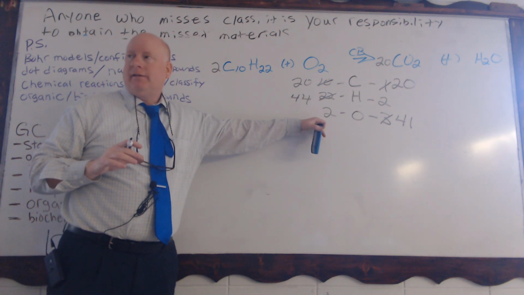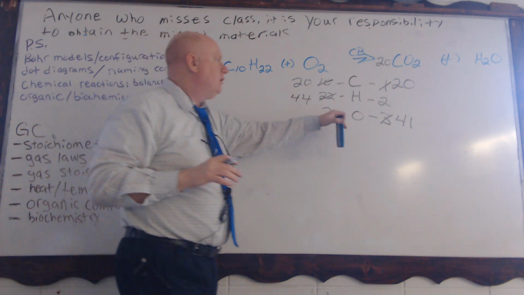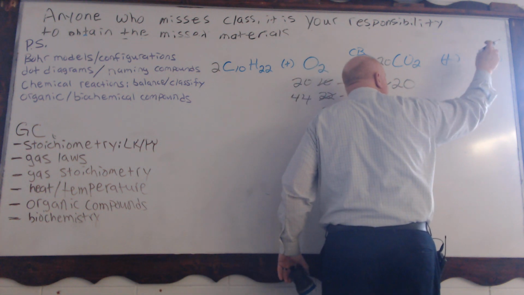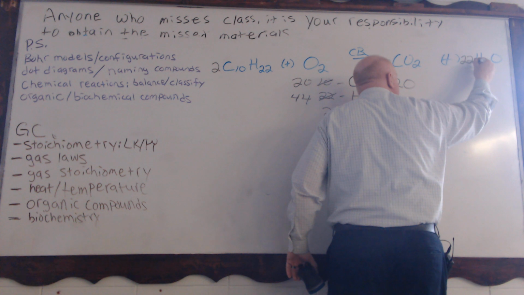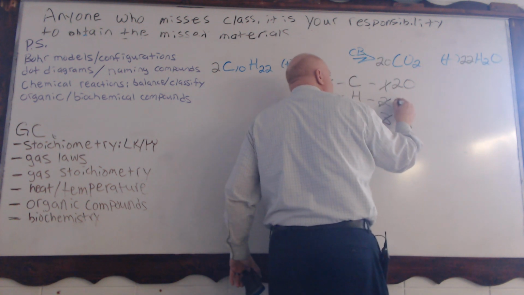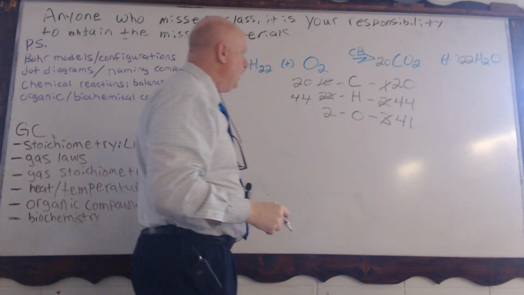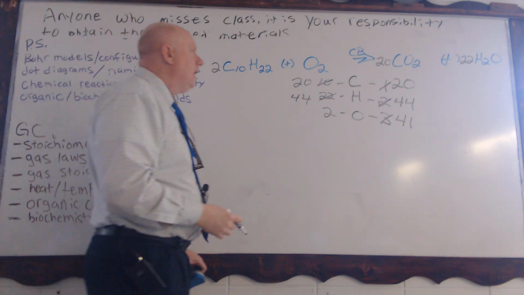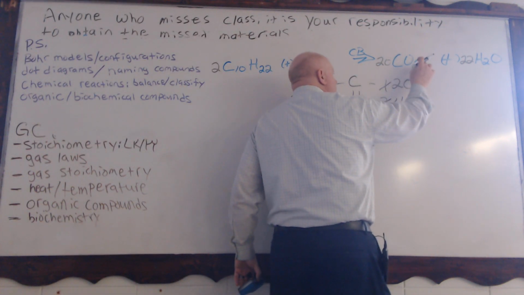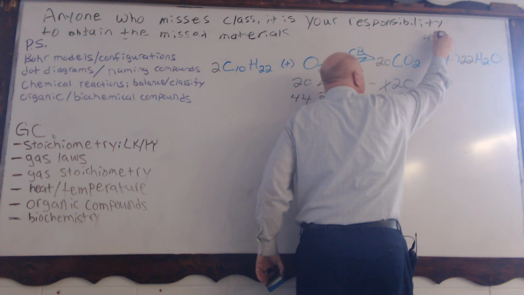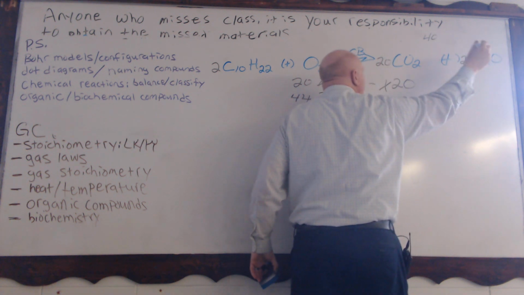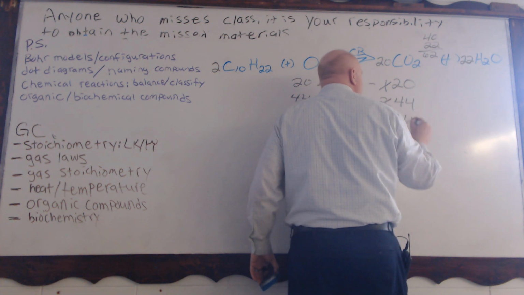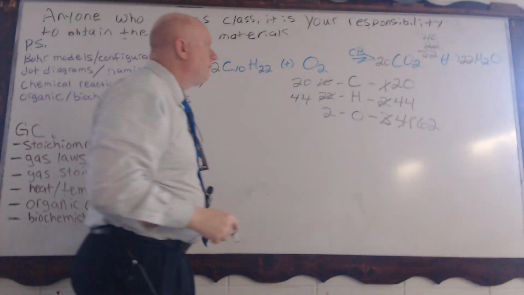Let's look at our hydrogens, okay? We got 44 to 2. So how do we get 44 hydrogens on this side? If we multiply by 22, that would now give us 44, which is what we want. We're getting closer. So now we can look at our oxygens, okay? So 20 times 2, 22 times 1, that gives us 62 oxygens, okay?